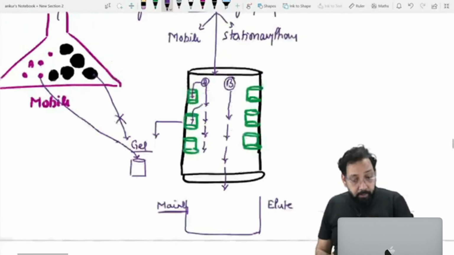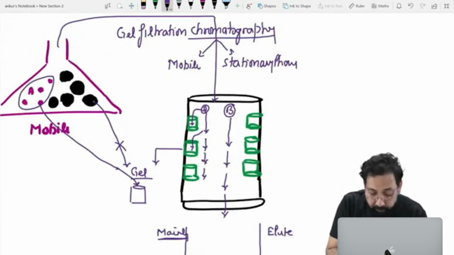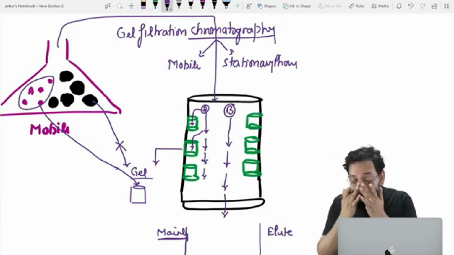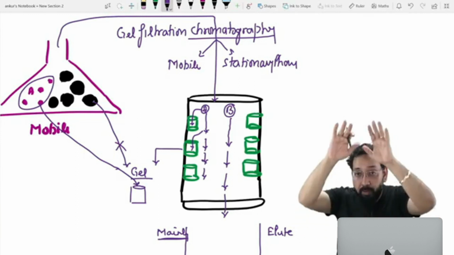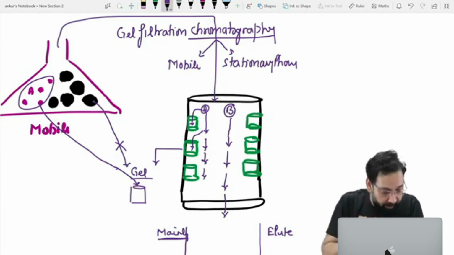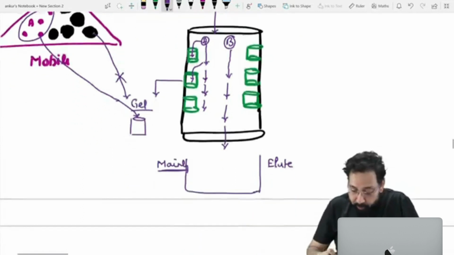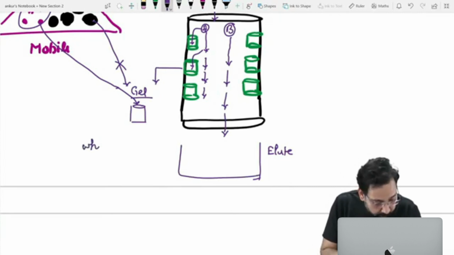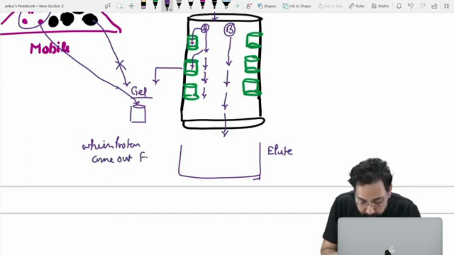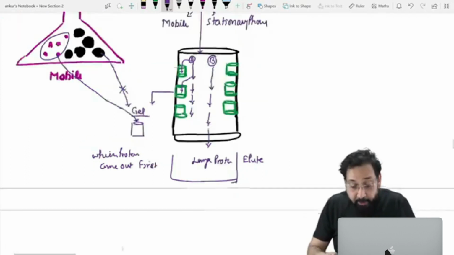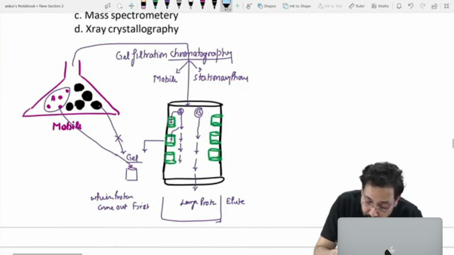This was a mixture of protein A and B. A were small, B were large. When we pass the solution, B has only one option. All the protein B will go straight, but few molecules of A will enter the gel and will take time. So which protein will come out first? Large protein. And this is called gel filtration chromatography.